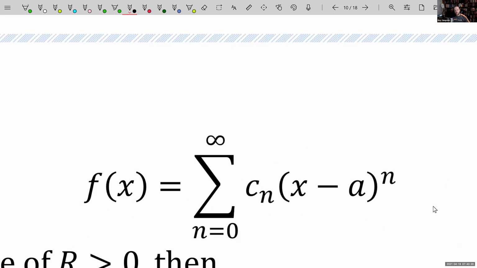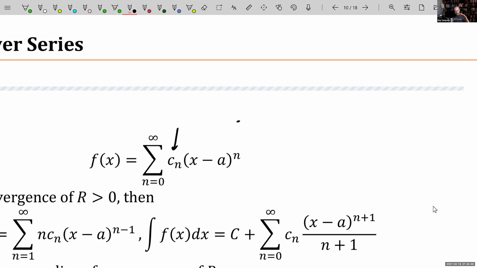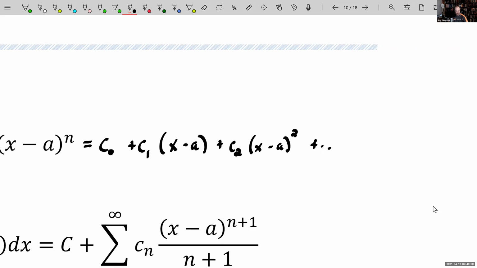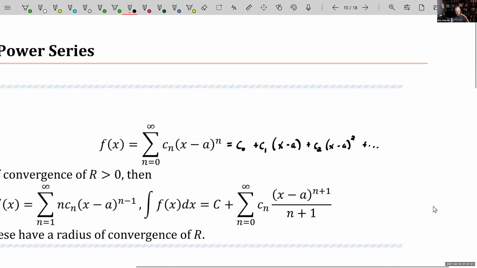If we have a power series, n goes from 0 to infinity, it's a summation, and we have some constants here, c sub n, and we have it centered at a. Remember, that's what that a is. It's the center. And we raise that (x minus a) to the nth power. That's the power series. If you were to expand that out as an infinitely long polynomial, it would look like the following: c naught plus c1 times (x minus a) to the first plus c2 times (x minus a) squared, and so on and so forth down the line. Just an infinitely long polynomial.